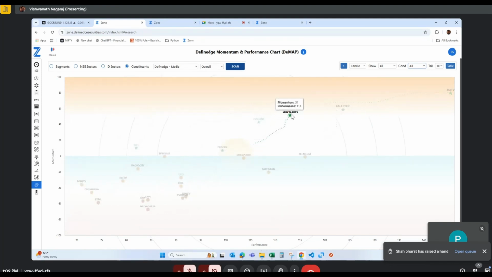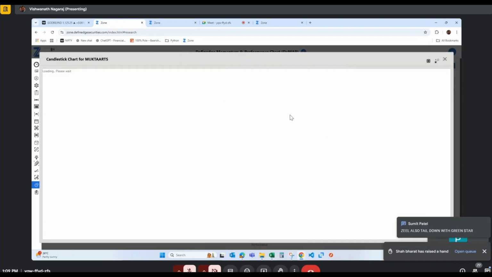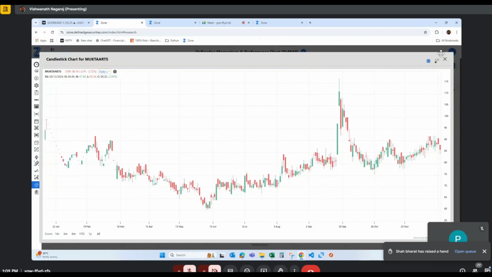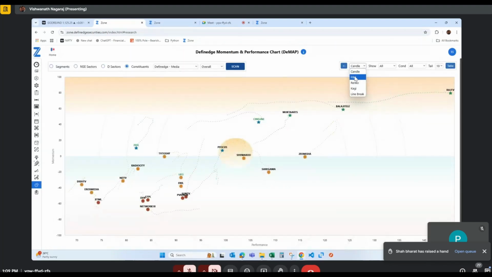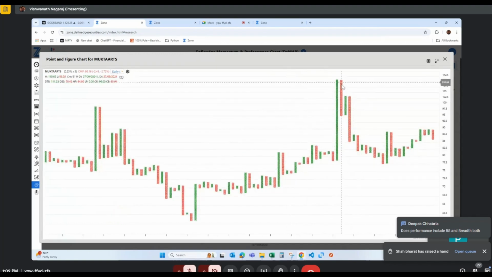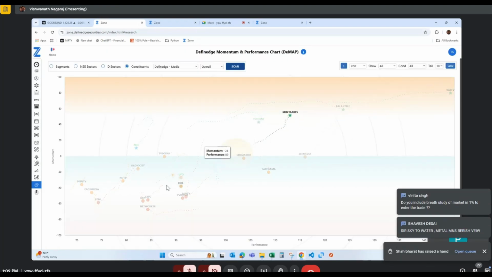See, Mukta Arts. It is a nice run, right? This is the chart we got. See, there's a nice base here. Once it breaks above maybe this, you can enter. But why break our head when we have PNF for it? It is our Mr. Wonderful's setup. I'll probably take this Mukta Arts tomorrow.